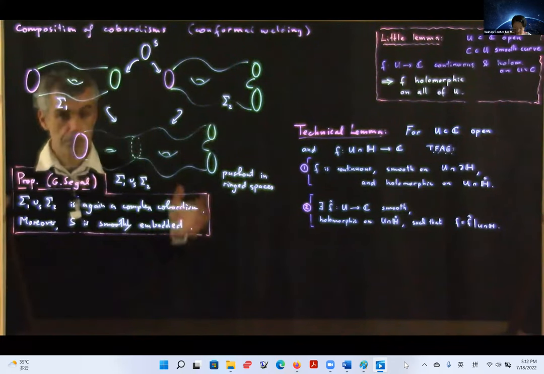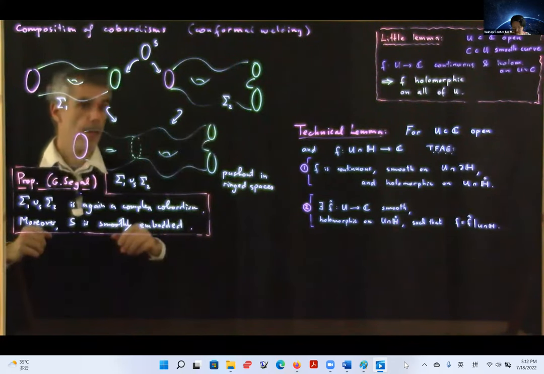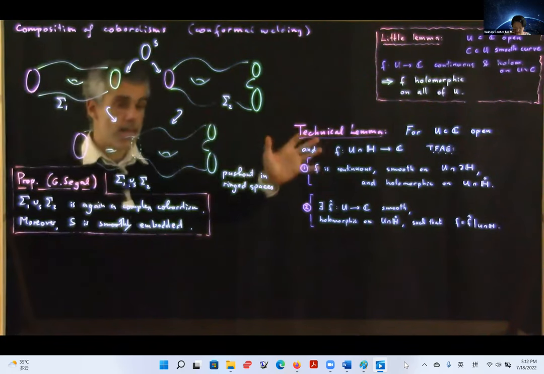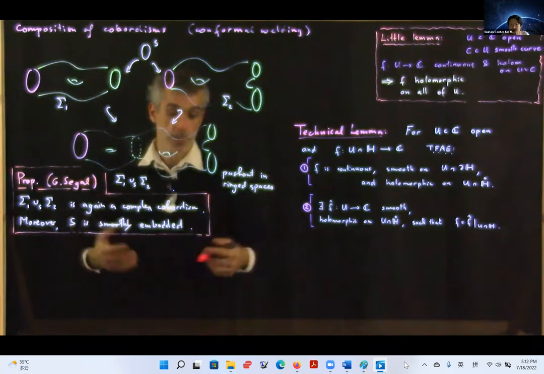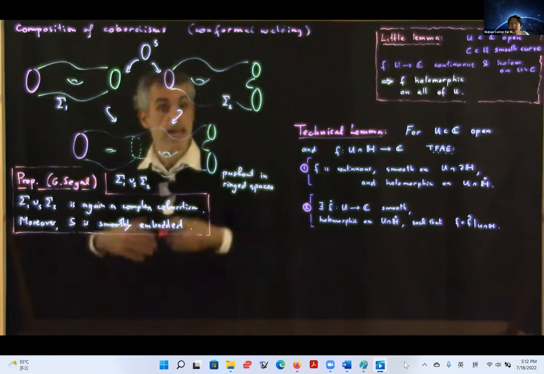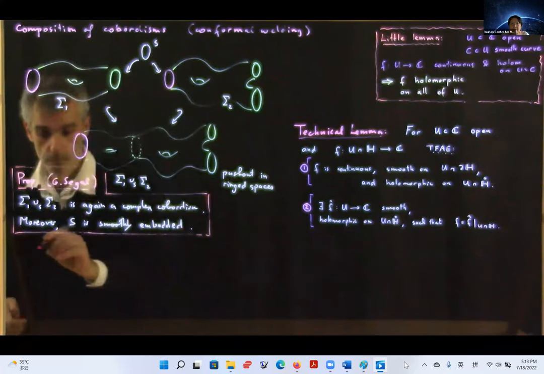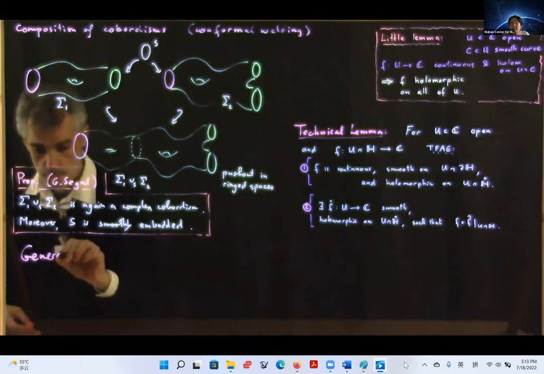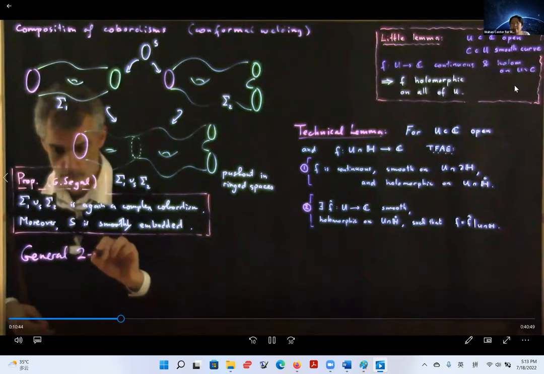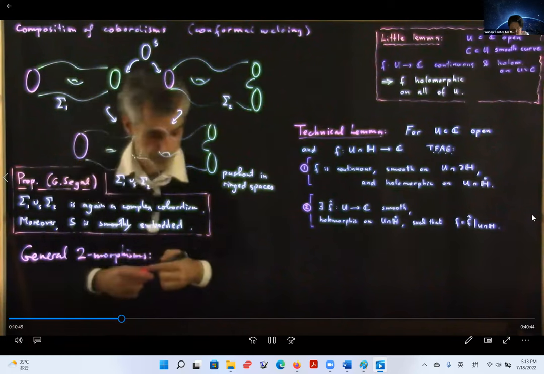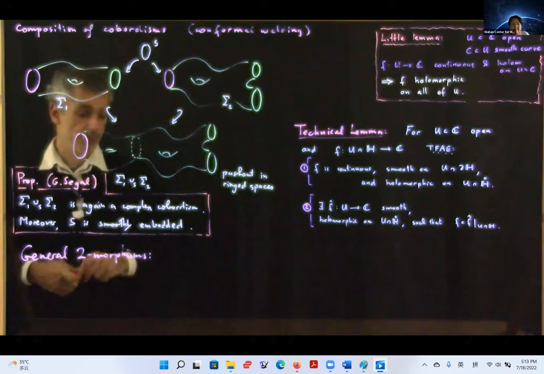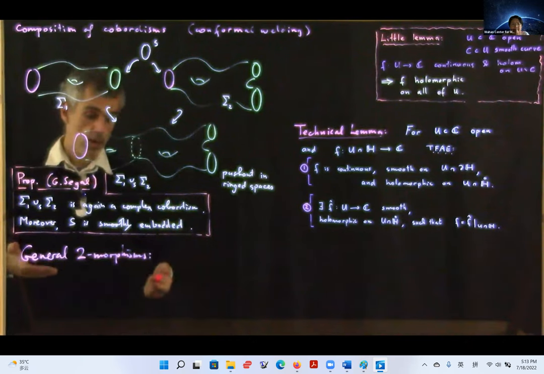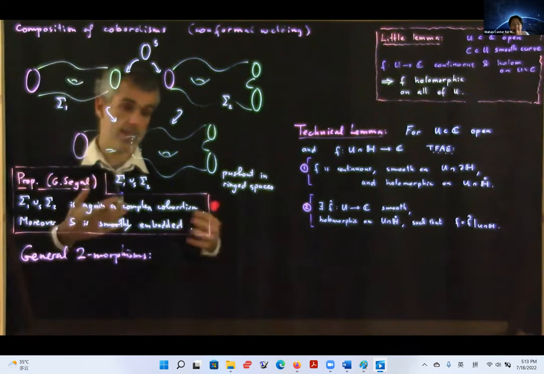So that's enough for the usual cobordism one category. Let me now pass to the cobordism two category. So let me tell you about general two morphisms in that two category. And I will define them by giving you the local models and then say everything that looks locally like one of these, that's acceptable.